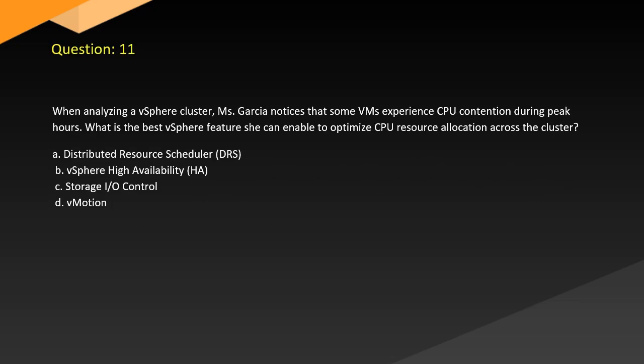Question 11. When analyzing a vSphere cluster, Garcia notices that some VMs experience CPU contention during peak hours. What is the best vSphere feature she can enable to optimize CPU resource allocation across the cluster? A. Distributed Resource Scheduler, DRS. B. vSphere High Availability. C. Storage I/O Control. D. vMotion.